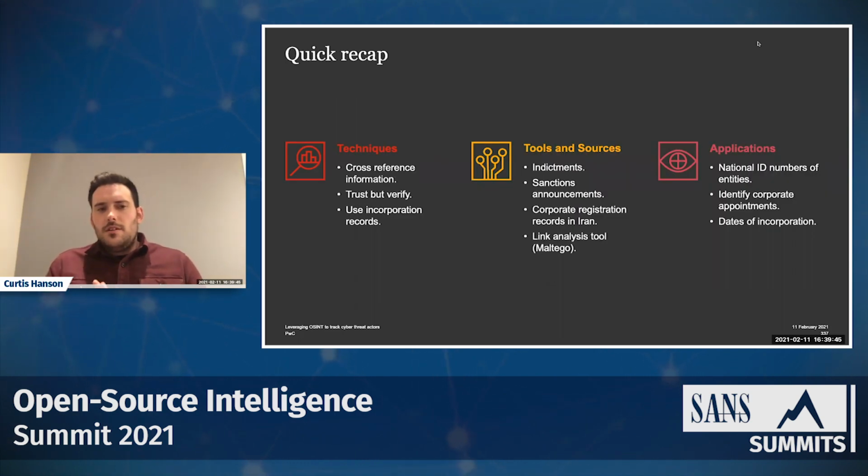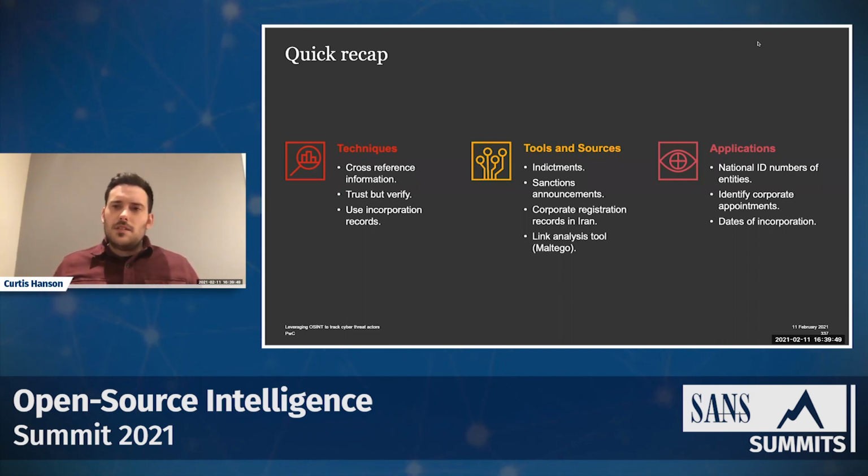So what I did here, I just cross-referenced information in the beginning, right? I had that indictment. It said he had a company, but the company wasn't listed. I just cross-referenced with the sanctions announcement, which had it. And in the long run, what some of the stuff was listed, I trusted it, but I went out and double-checked it. I verified it.